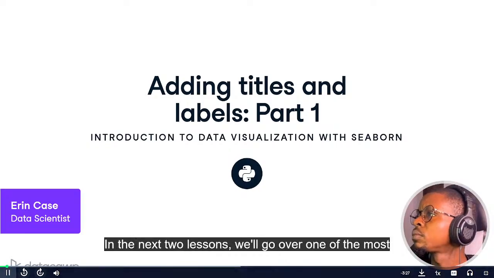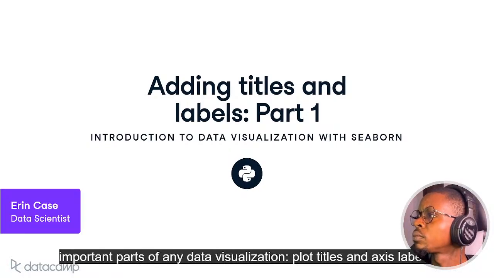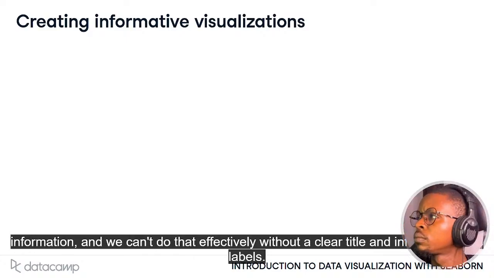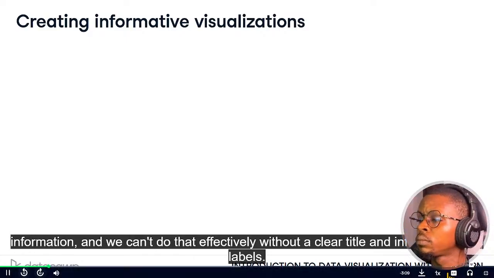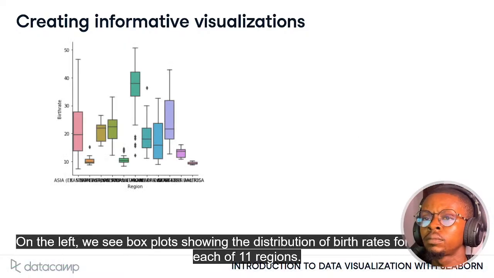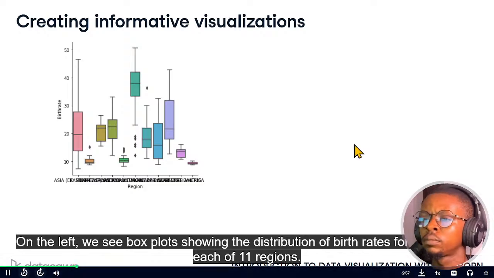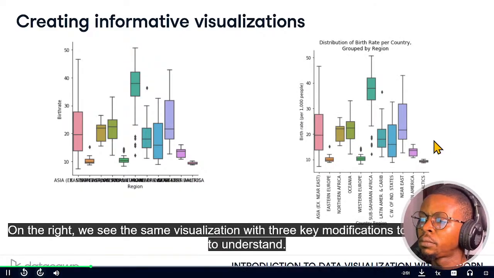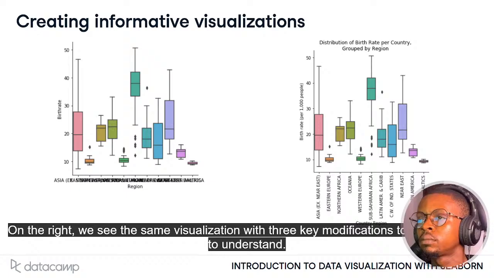Welcome! In the next two lessons, we'll go over one of the most important parts of any data visualization: plot titles and axis labels. We create data visualizations to communicate information, and we can't do that effectively without a clear title and informative axis labels. To see this, let's compare two versions of the same visualization. On the left, we see box plots showing the distribution of birth rates for countries in each of 11 regions. On the right, we see the same visualization with three key modifications to make it easier to understand.